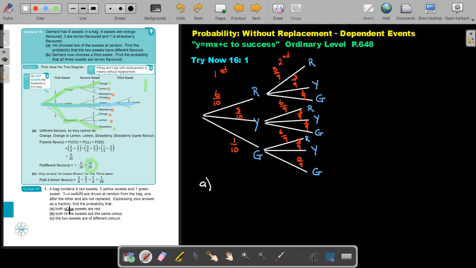Find the probability that both of the sweets are red. Okay, so let's just find that branch. We can even do it in red. Red, red. So basically, we will just say probability both red, and that will be 6 out of 10 multiply 5 out of 9.